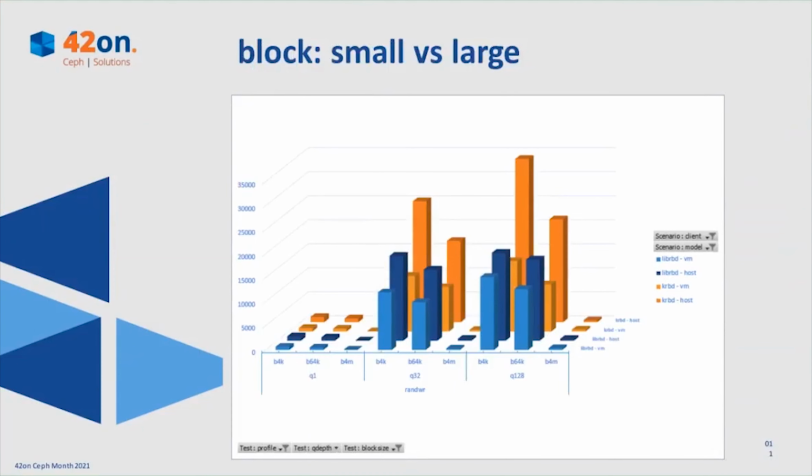Here, these are the block sizes, small versus large, and there was a bit of a surprise here for us, is that the krbd performs a little bit worse than librbd when the block sizes are 64K. I don't have an explanation there. We just have the results, and we haven't delved into why this is, but I'm very keen to see why.